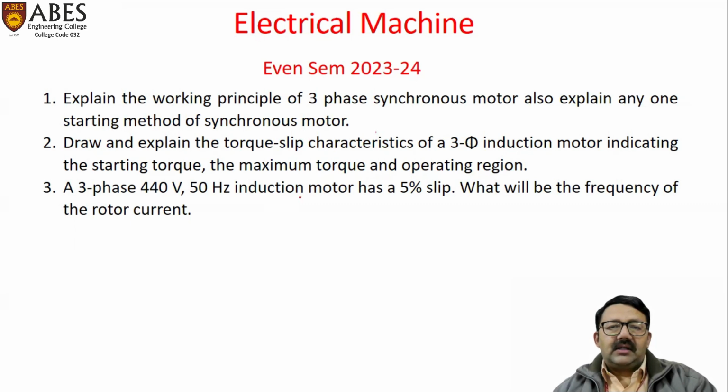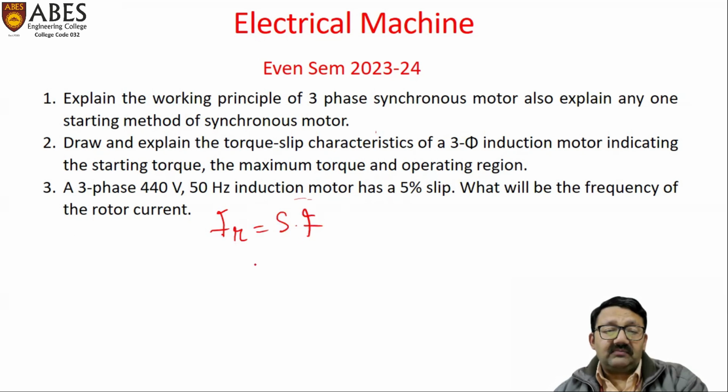Next is a numerical problem based on slip, which states that a three-phase 440 volt 50 hertz induction motor has a slip of 5%. What will be the frequency of rotor current? As we all know, frequency of rotor current Fr is equal to S times supply frequency. The supply frequency is 50 hertz, so it is simply 5% of that 50 hertz. Simply, S can be written as 0.05 into 50.